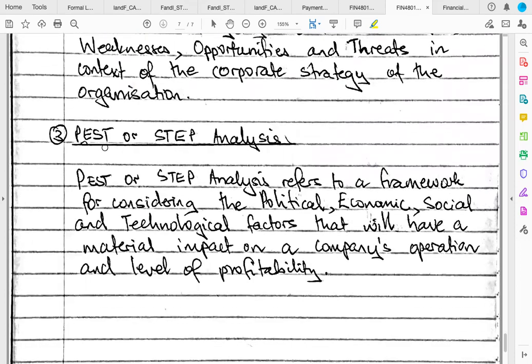And you also have to do a PEST or a STEP analysis, which refers to looking at your company or your business and looking at the political, economic, social, and technological factors that might have a material impact on the profitability of your company.